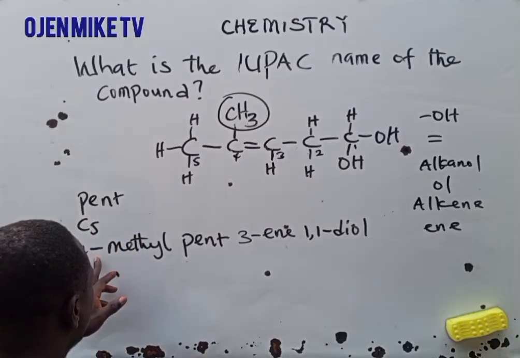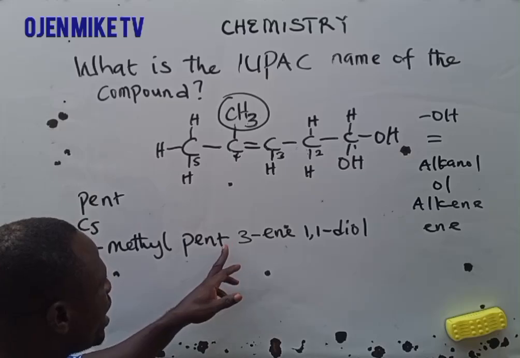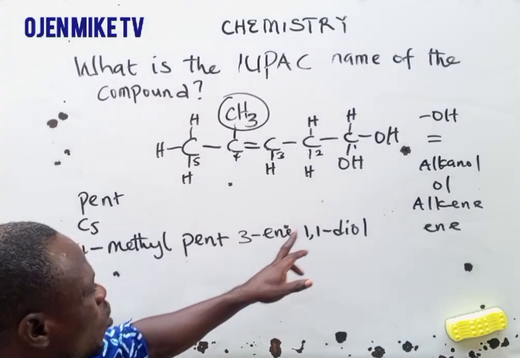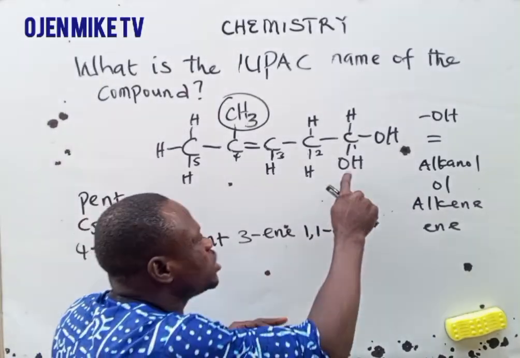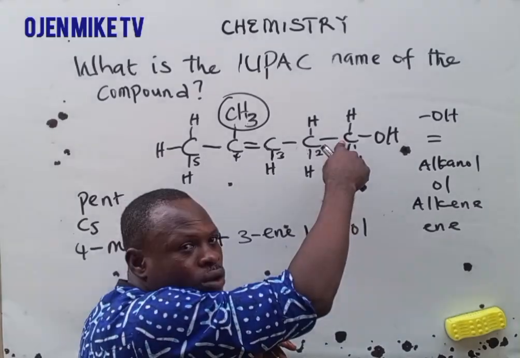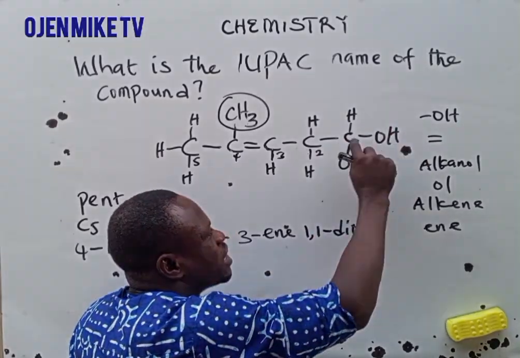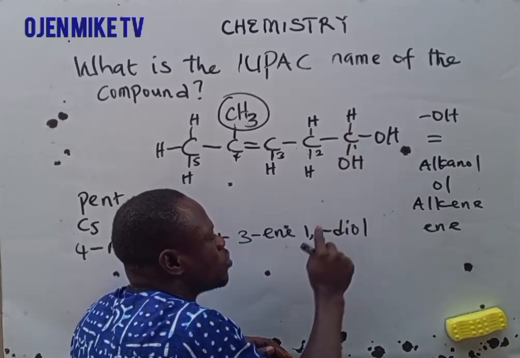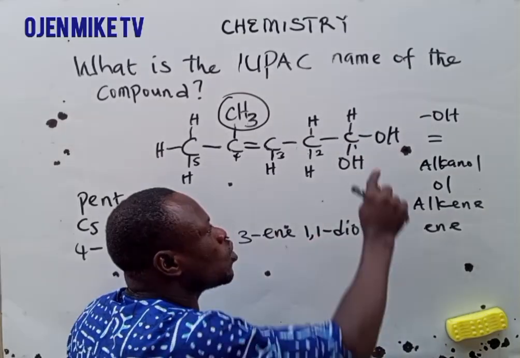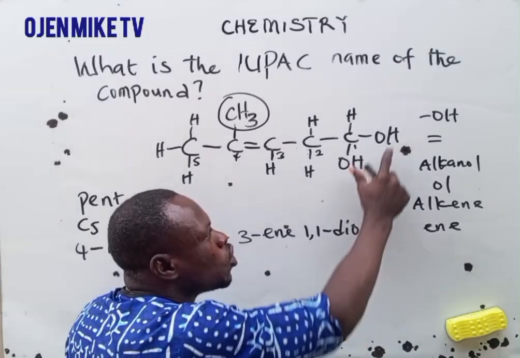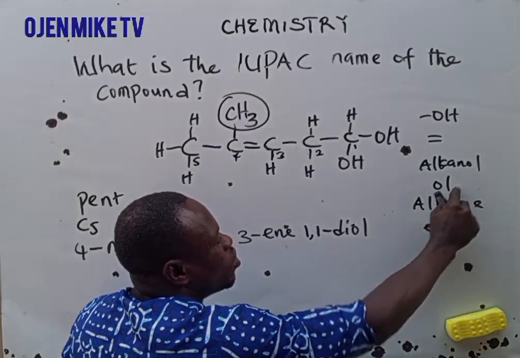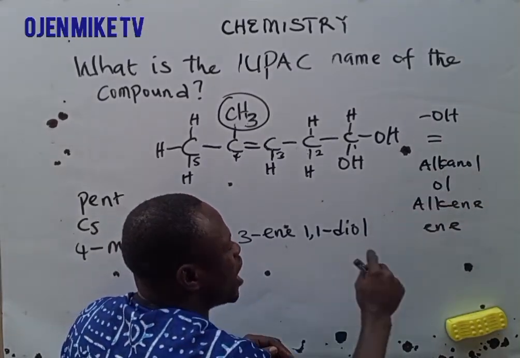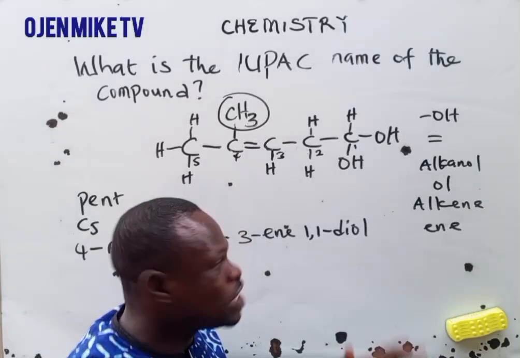So we have 4-methylpent-3-ene-1,1-diol, in the sense that this OH is attached to carbon number 1, and this other OH is attached to carbon number 1. That is why we have 1,1. Di because there are 2 OH. Ol because it belongs to a functional group called alkanol. So instead of you writing alkanol, you write ol. That is the name of this compound.